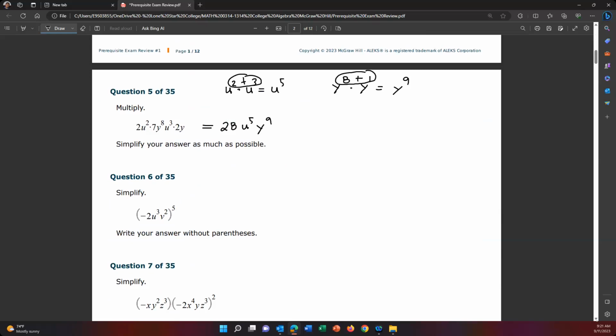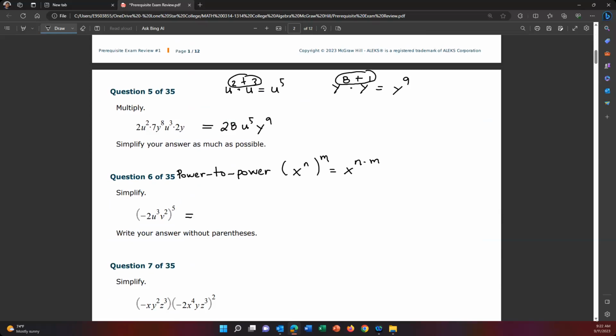In this particular example, number 6, they want us to use the power to power rule. This will be the power to power rule, which means that if we have a base raised to the n power, and then we raise it to another power, then we keep the same base and we multiply the exponents.